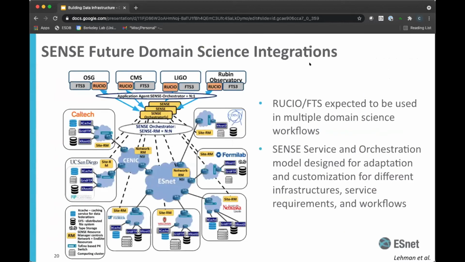So, we talked about Sense being end-to-end. And so what it means is that you really have to deploy this across multiple domains. And so we've started that activity where we've been working with the R&E community to deploy the network resource managers as well as the DTN resource managers, either at the sites or exchange points or in other networks. And so this kind of gives you a general idea on where the deployments are and who we are working with right now.